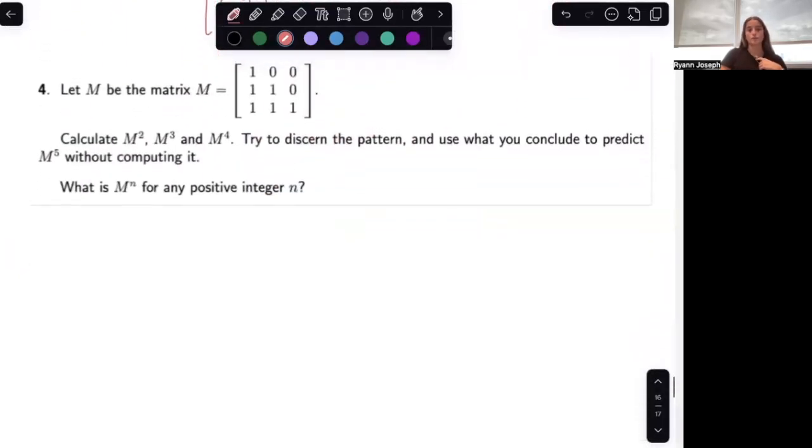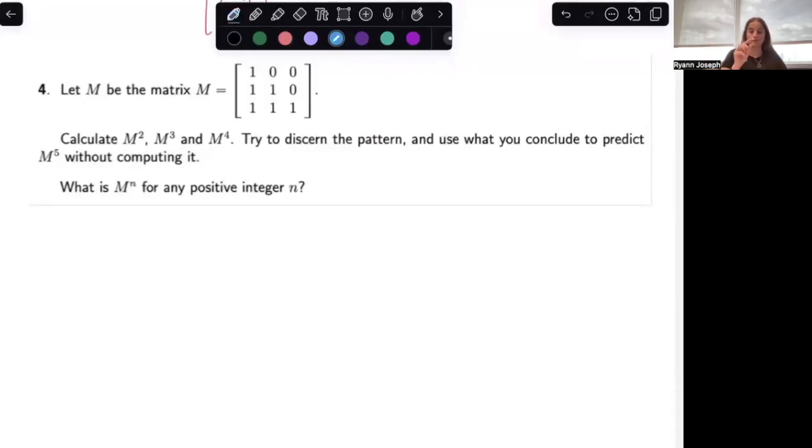Okay, question 4. Last question for the worksheet, last question for 1.2, is let M be some matrix where it looks like this. They want us to calculate M squared, M cubed, M to the 4th, and then try to discern a pattern and use what we can to predict M to the 5th without computing it. And then what is M to the n? So the arbitrary M to any power, what does that look like?